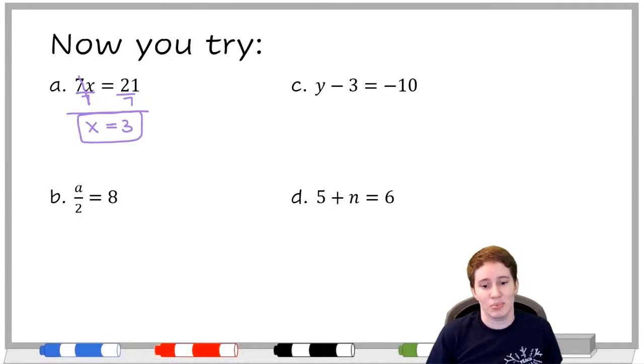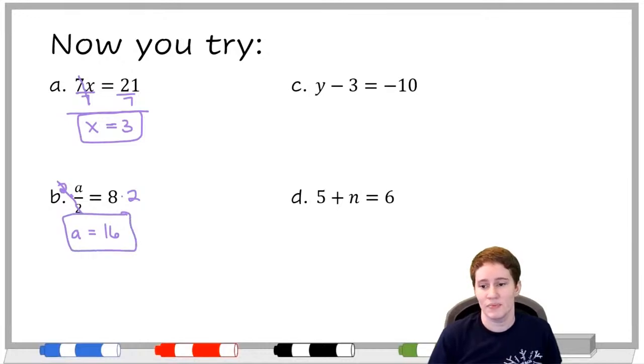Let's look down here at B. So a divided by 2 equals 8. So I'm going to multiply by 2 on both sides of my equation so that it gets rid of that 2. I'm left with a equals 16.